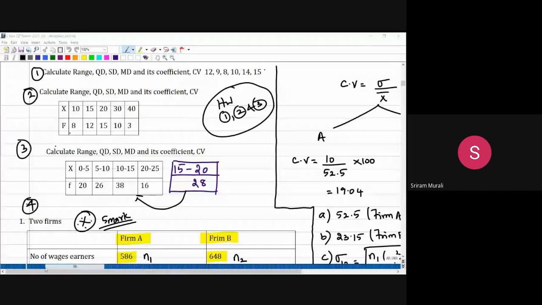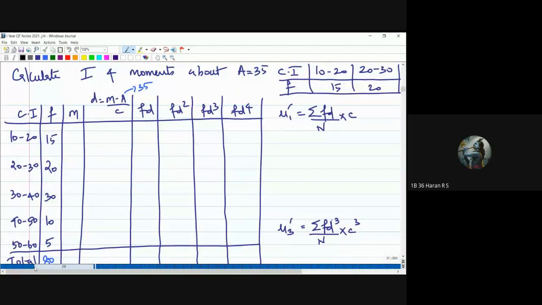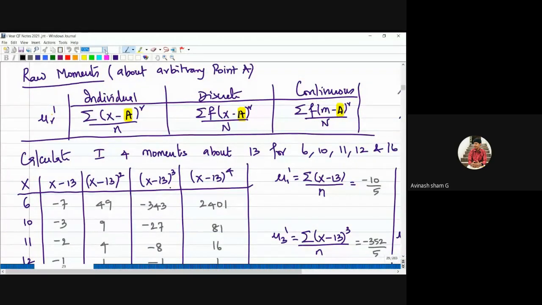Just a minute. Can you see the screen? Yes, sir.